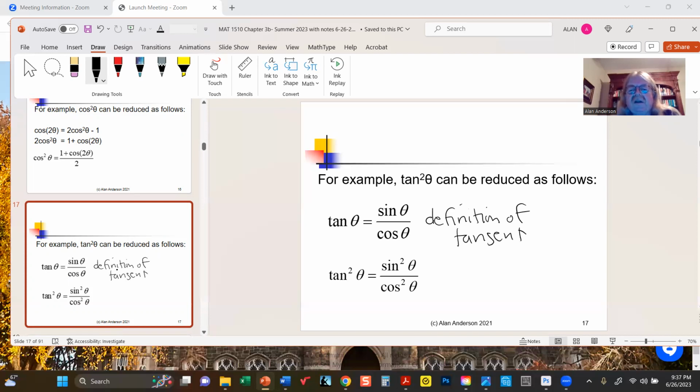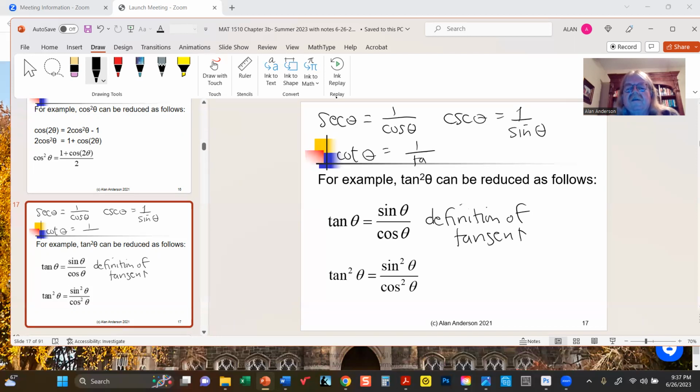And in fact, while we're talking about this, we can review quickly that secant is 1 over the cosine. Cosecant is 1 over the sine. And cotangent is 1 over the tangent. Just in case you've started to forget some of these definitions.